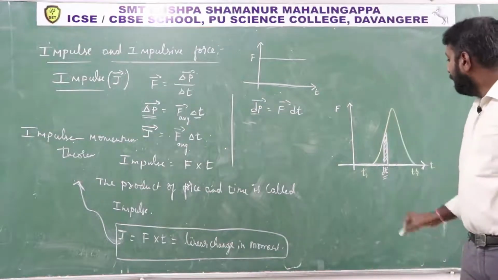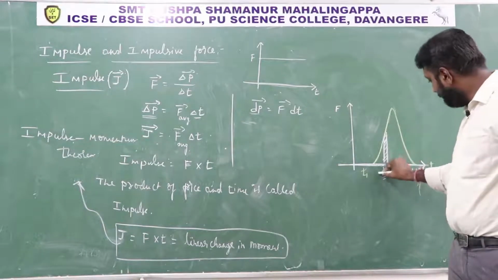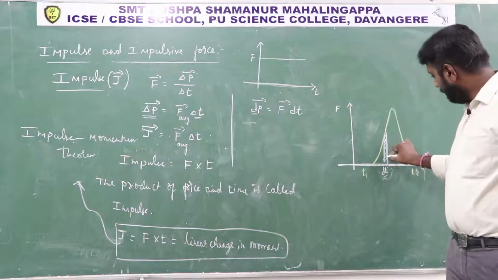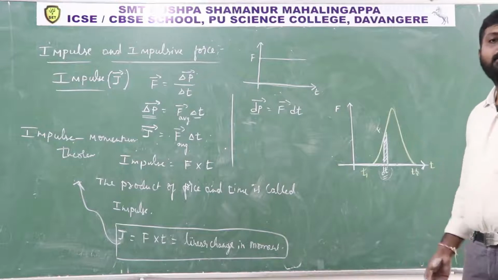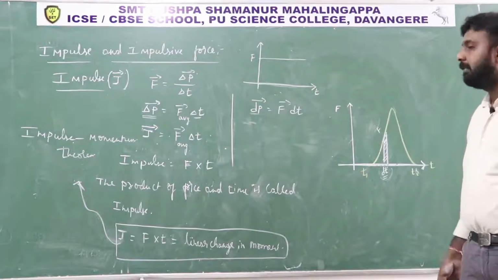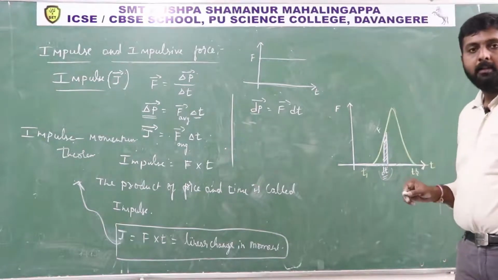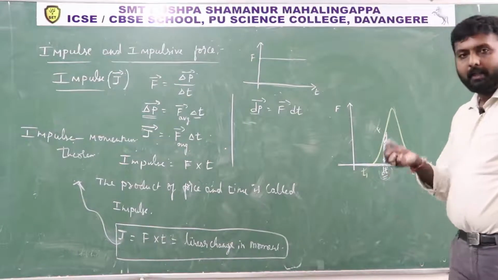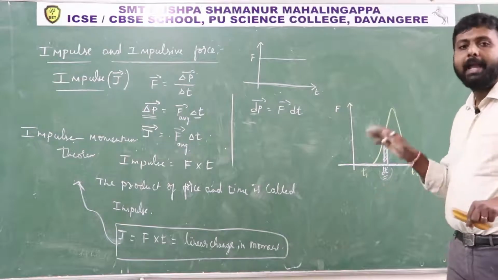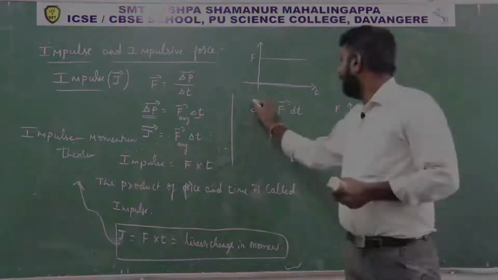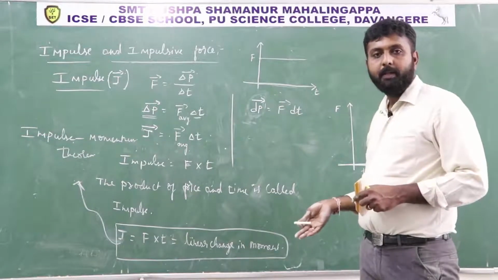Then in this small interval, although the force is variable, the time interval is very small. So in this small interval, I can consider the force as constant force. Always remember, any physical quantity, if it is varying with time, and we consider the time interval as very, very small like dt, in that time interval we can consider that quantity as constant.